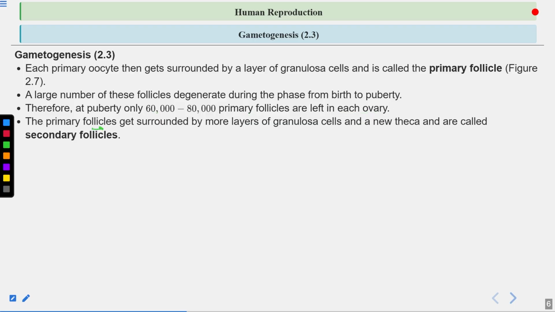Now, the primary follicles get surrounded by more layers of granulosa cells and the new theca and are called the secondary follicles. So, from the primary follicle, now the secondary follicle develops. How is the secondary follicle developing? When the primary follicle gets surrounded by more layers of granulosa cells, it forms the secondary follicle. Now, the secondary follicle also consists of the primary oocyte.